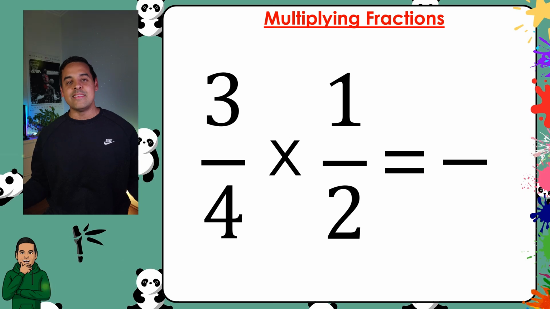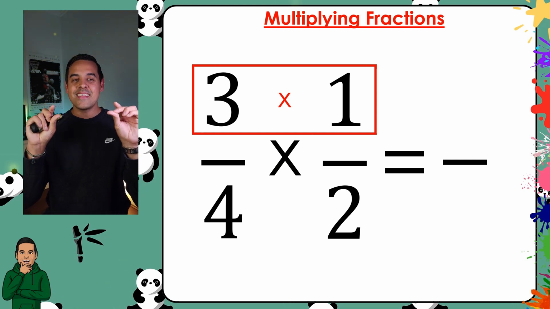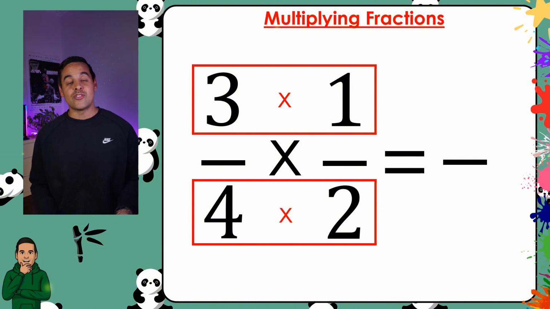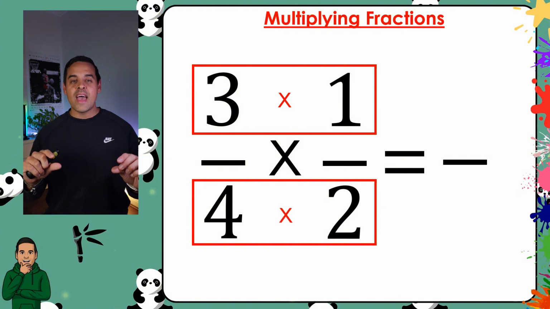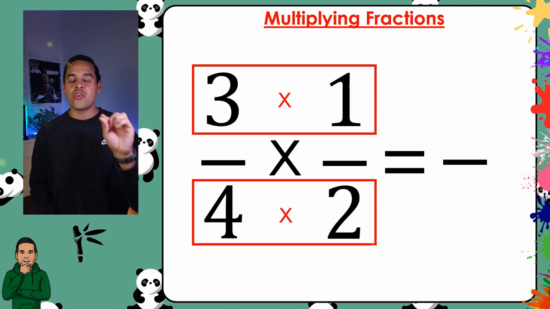Our first example is 3 over 4 times 1 over 2. Now, when you're multiplying fractions, you need to remember this. We will be multiplying both of our numerators together. So the 3, we will be timesing it or multiplying it by the 1. So I'm going to say it again. You multiply both of your numerators together. The next thing we are going to do is multiply both of our denominators together. So in this case, it would be 4 times 2.